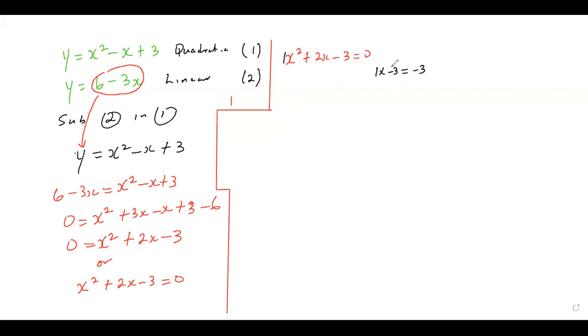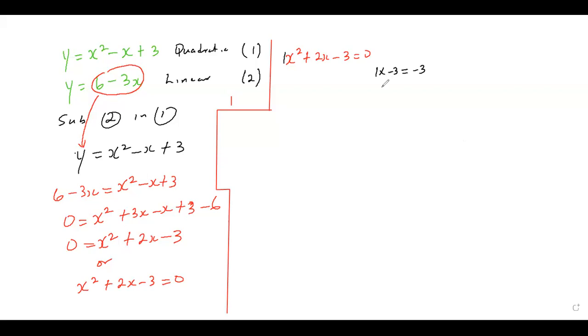I need two numbers. When I multiply, I'll get -3, but when I add, I'll get +2. I repeat, I need two numbers: when I multiply, I'll get -3, but when I add, I'll get +2. So in other words, which numbers when you multiply, we get what? So 3 and -1.